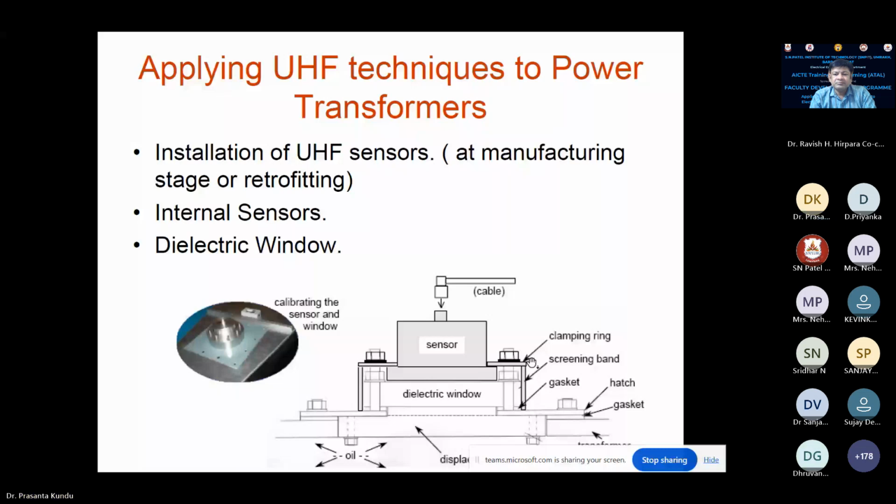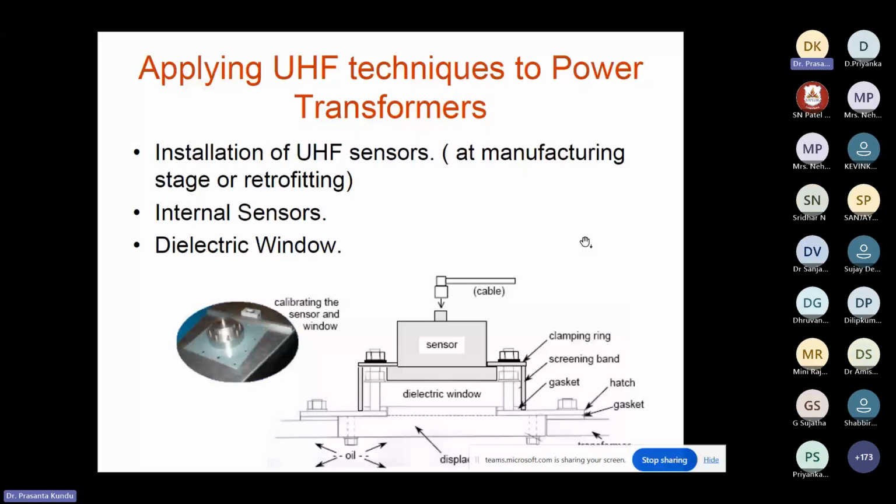In some cases, the UHF sensor is retrofitted through the drain valve, or we can put a dielectric window. So we put the internal sensor like this, so we can have the UHF technique. Here also, similarly, different sensors will be put in different locations. One is the source location part, another is the initiation or inception of the PD occurring or not.